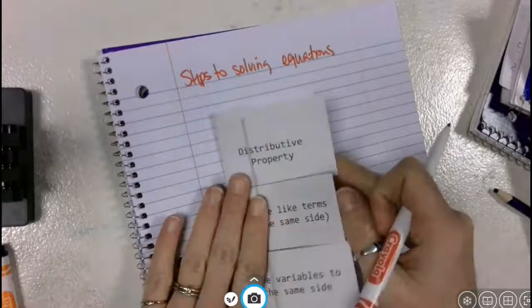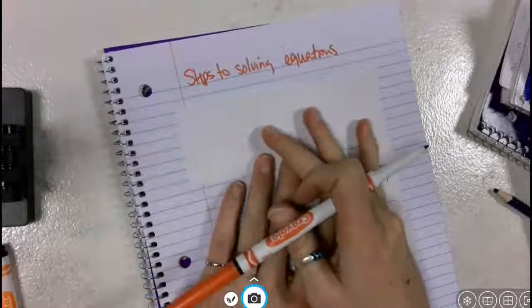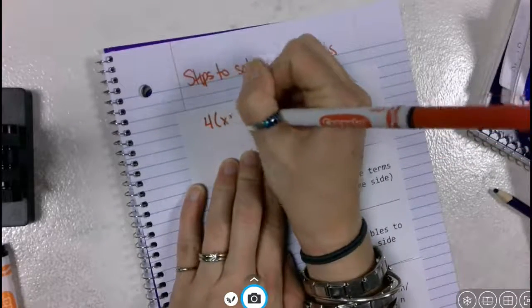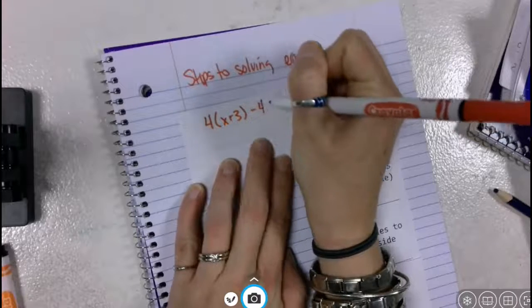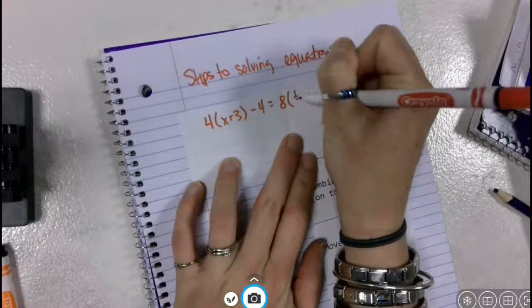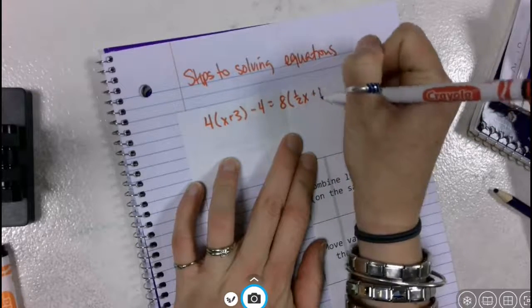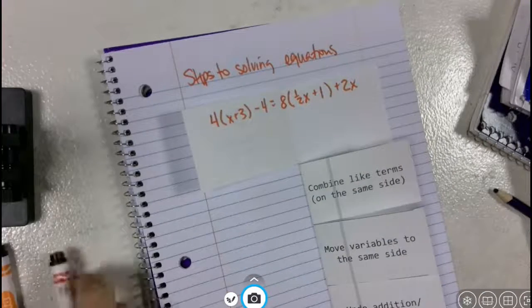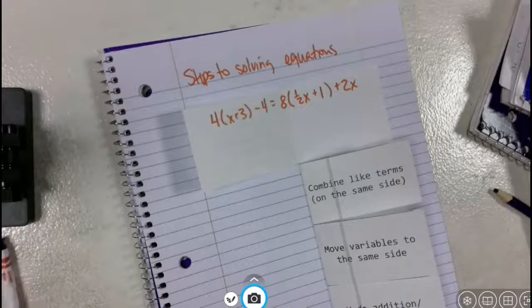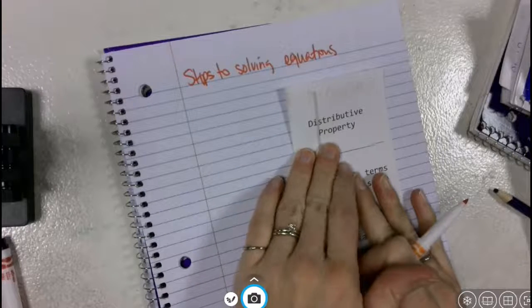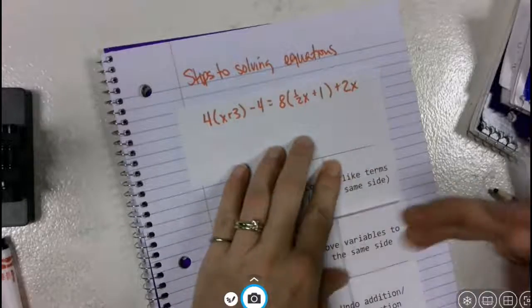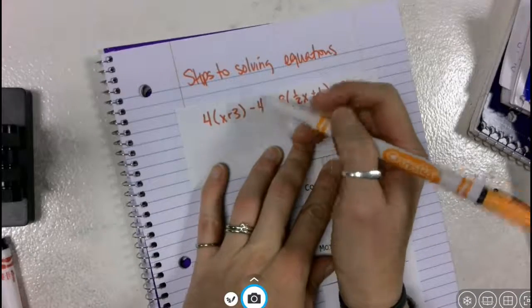Okay, so if we're going to just follow along an example together. So here's the example that I want you to write down. We're going to have 4 times the quantity x plus 3 minus 4 equals 8 times 1/2 x plus 1 plus 2x. So there's our equation we're going to work through together. So the first step here is we're going to do the distributive property. And remember that the distributive property means I multiply anything that's outside the parentheses to everything that's inside.